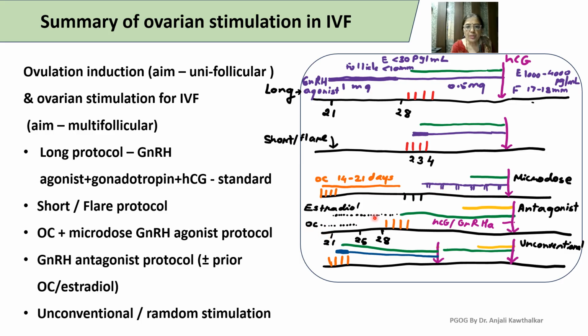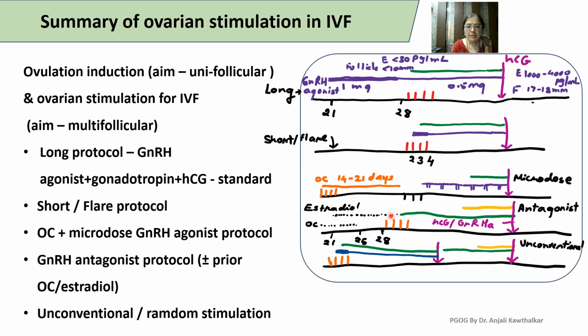Then the fourth protocol is the antagonist protocol, where we start gonadotropin on day 3, and then after 6 to 7 days of gonadotropin we start the GnRH antagonist. Here, for final maturation, we use either hCG, or in women at high risk for OHSS, we prefer a GnRH agonist to be used instead of hCG.